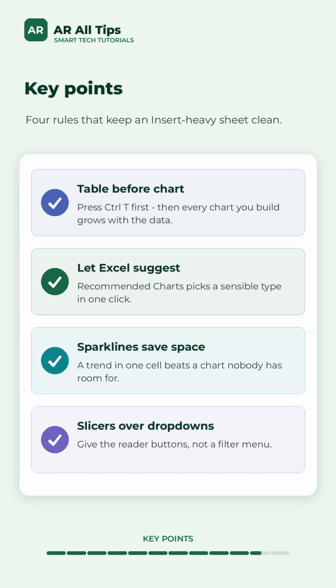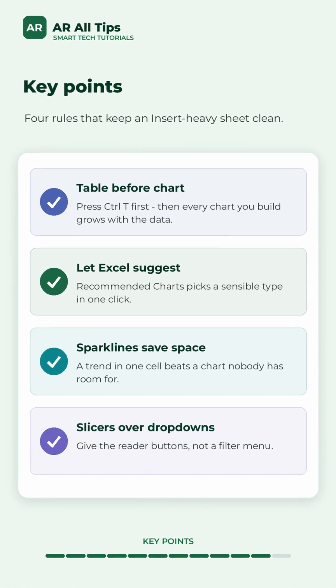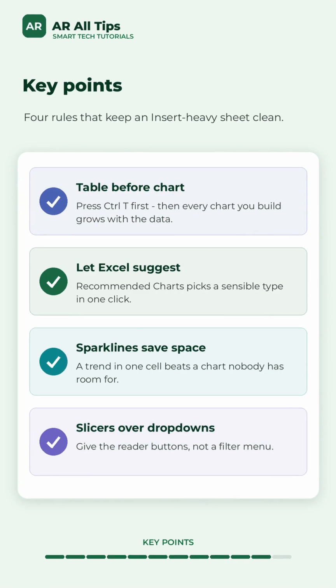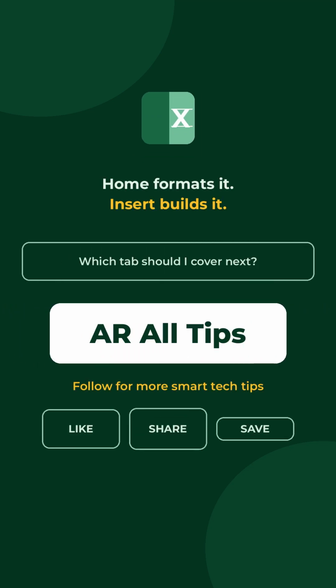Build the table first. Press Ctrl-T. Then every chart you make grows with your data automatically. Let Excel suggest the chart type. It's usually right. Use Sparklines when space is tight. And give your reader slicers, not filter menus. Home formats it. Insert builds it.